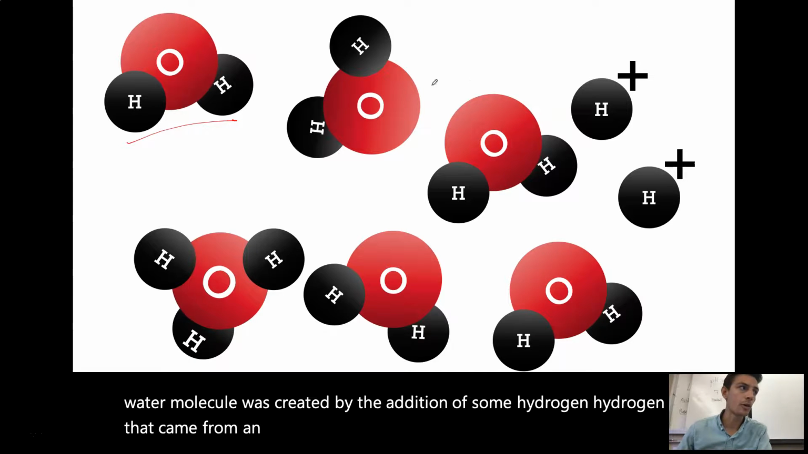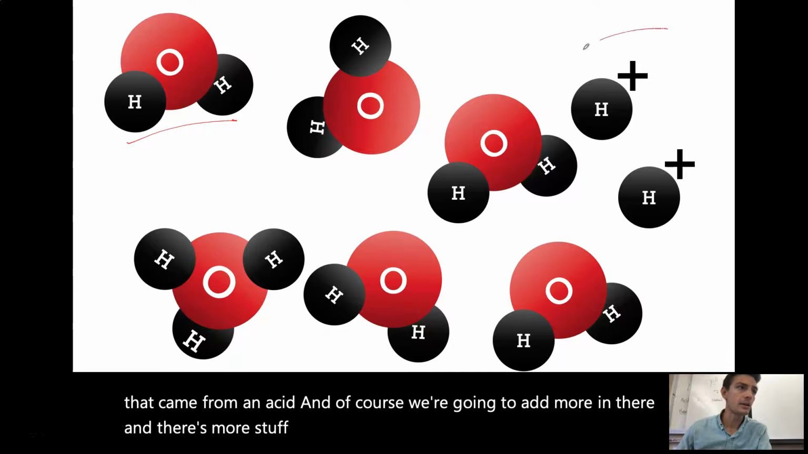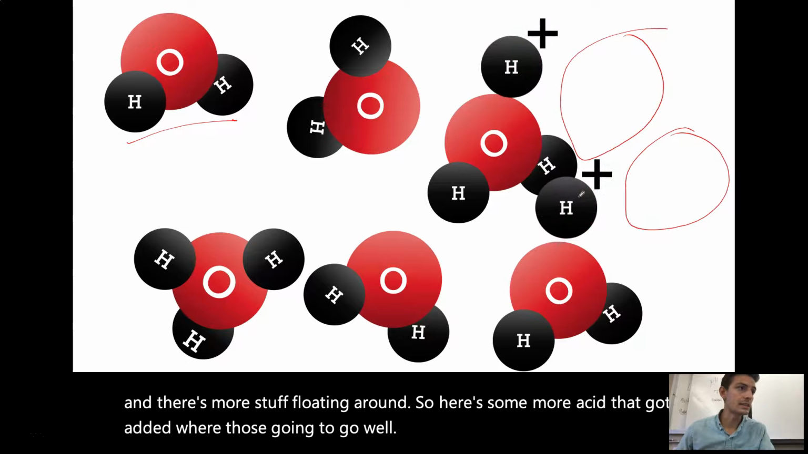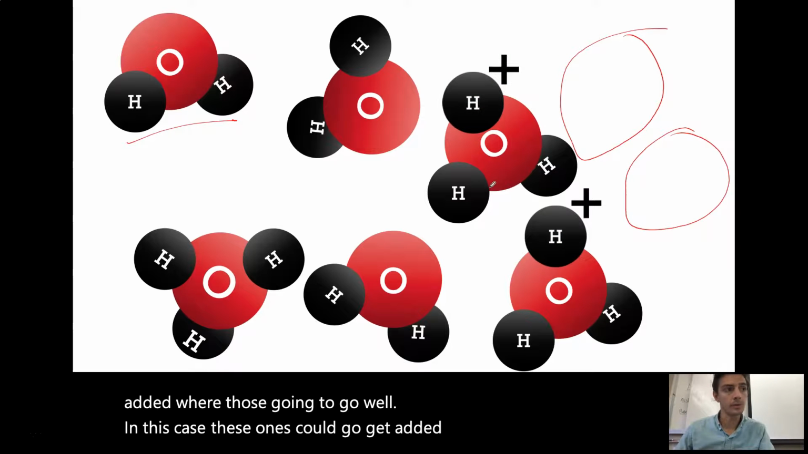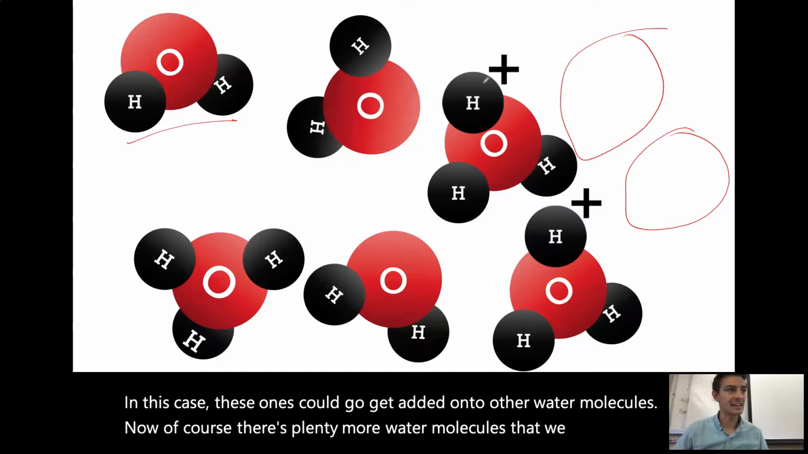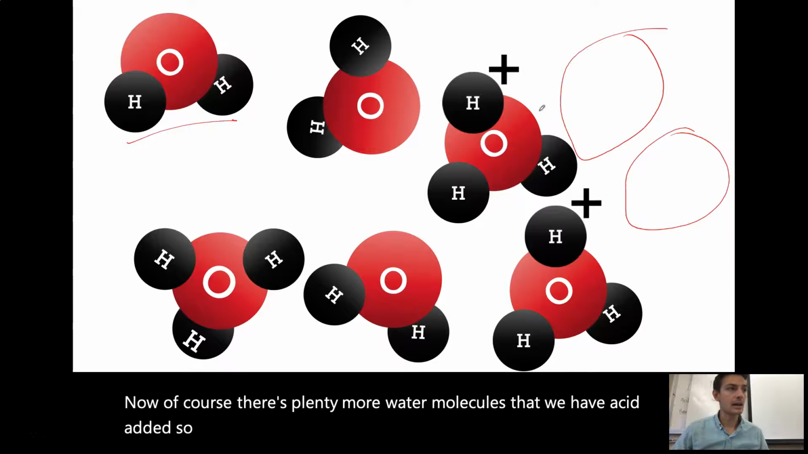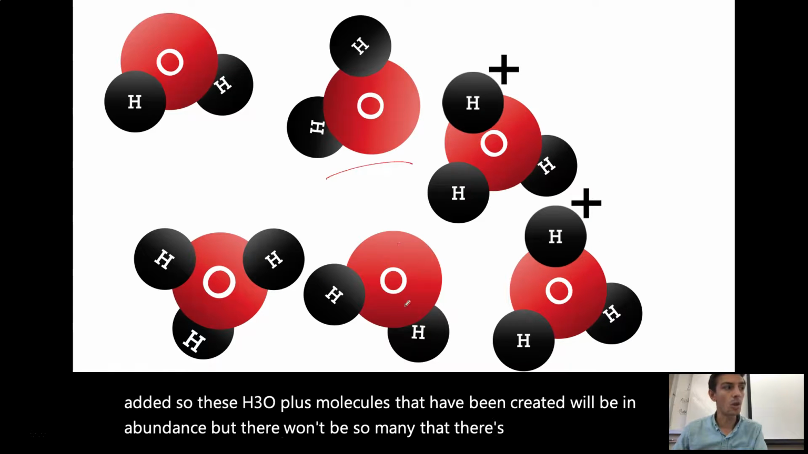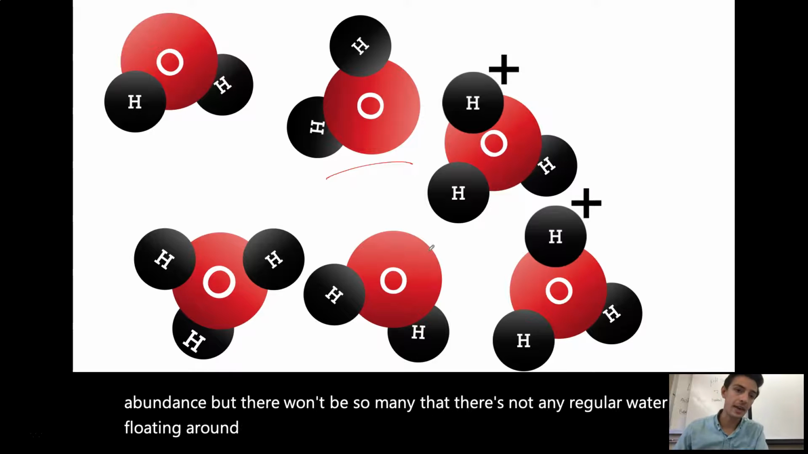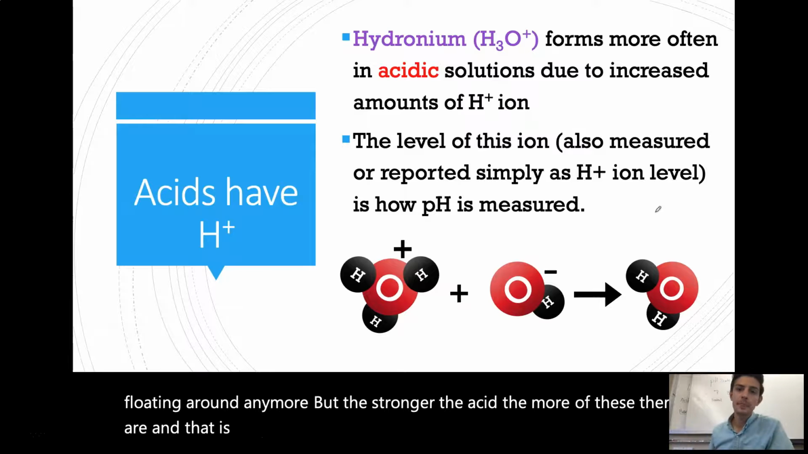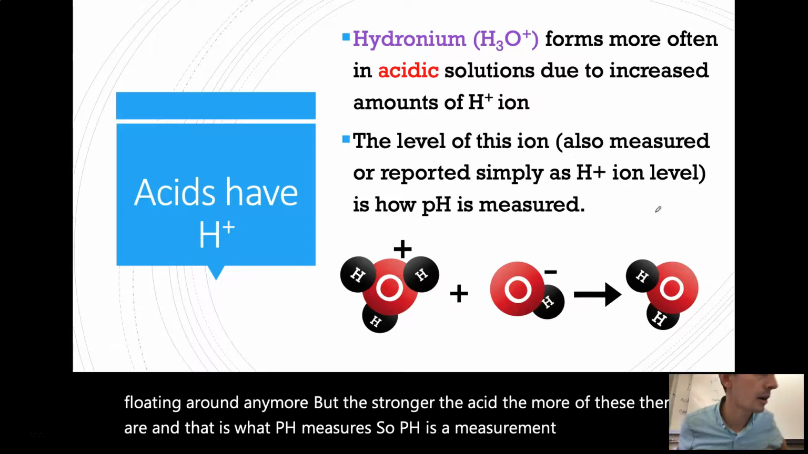And of course, we're going to add more in there, and there's more stuff floating around. So here's some more acid that got added. Where are those going to go? Well, in this case, these ones could go get added onto other water molecules. Now, of course, there's plenty more water molecules than we have acid added. So these H3O plus molecules that have been created will be in abundance, but there won't be so many that there's not any regular water floating around anymore. But the stronger the acid, the more of these there are. And that is what pH measures, okay? So pH is a measurement of how many of those there are.